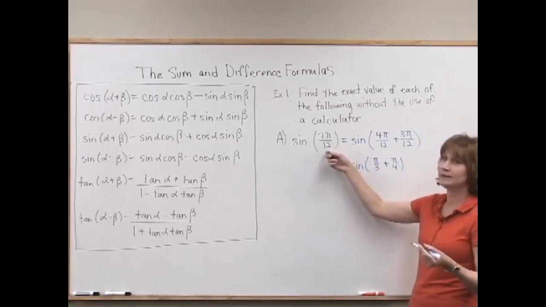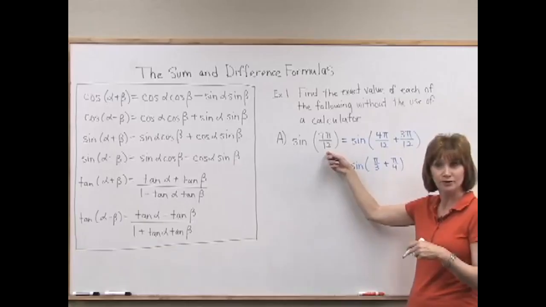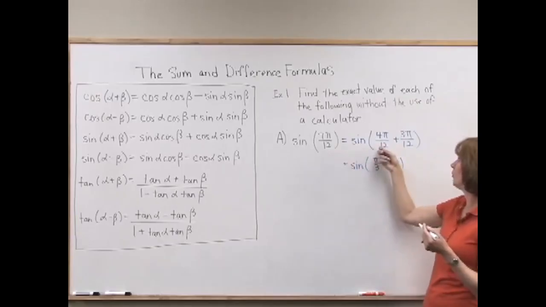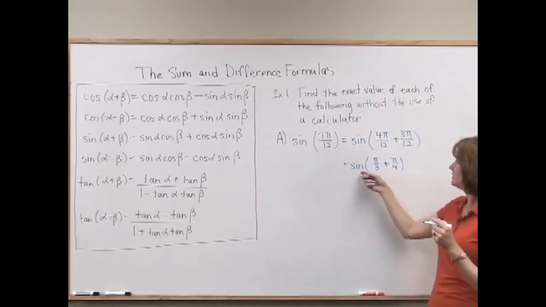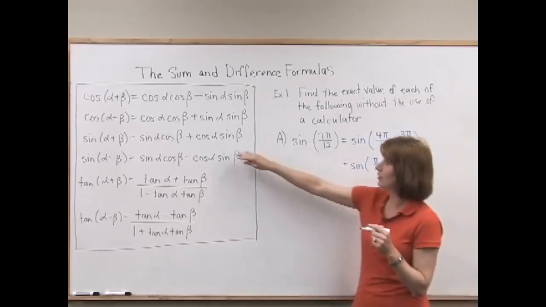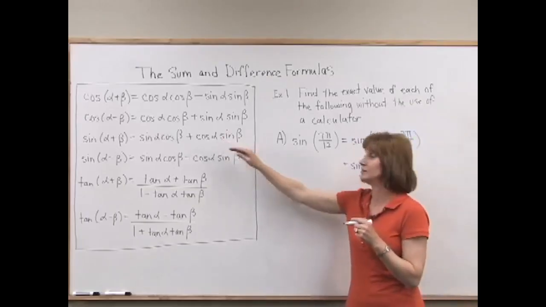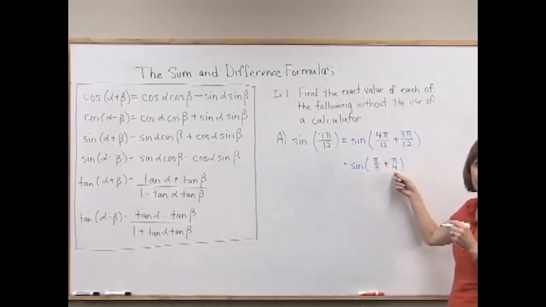You couldn't rewrite this, say, as 5 pi over 12 plus 2 pi over 12, because 5 pi over 12 is not a special angle. So it's very important that when you rewrite it, these two angles are special. So now we have the sine of an angle plus an angle. Well, we can use this identity right here. In this case, my alpha is pi over 3, and my beta is pi over 4.